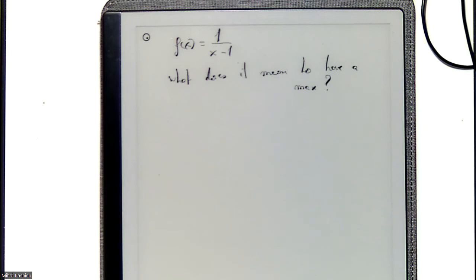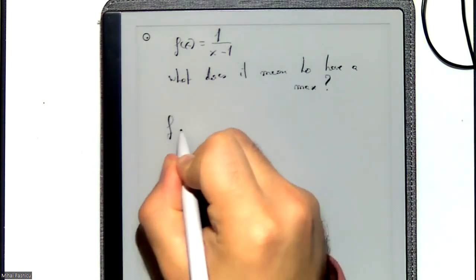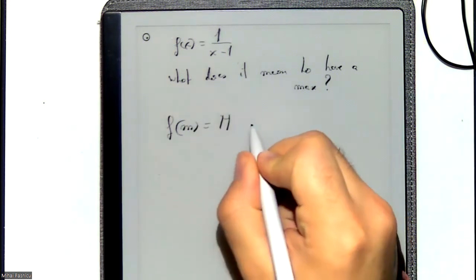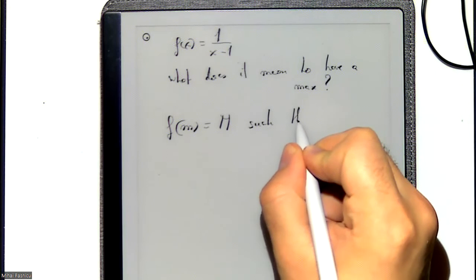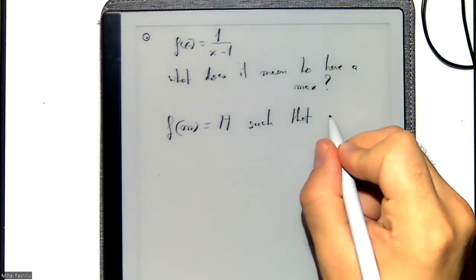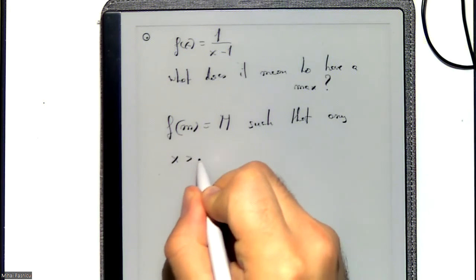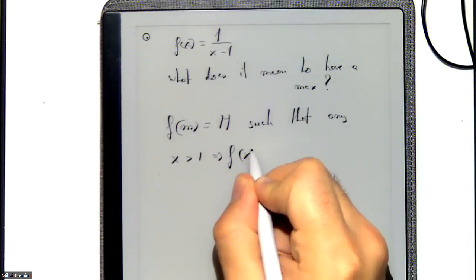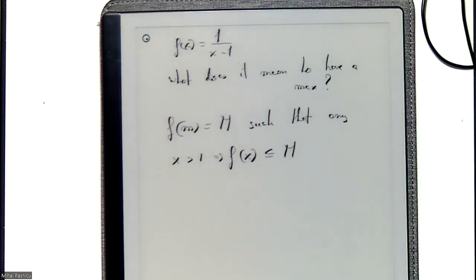It just means that I can find an f of m that is equal to some value M, such that for any x greater than 1, f of x is going to be smaller or equal to M. Do you guys agree that this is the definition of the global maximum? It just means that if it has a global maximum, there is a biggest value. Okay? Cool? So let's look at it. Is this actually true for this function?